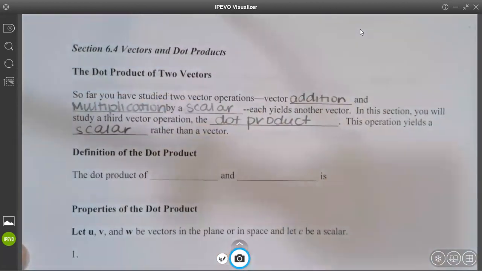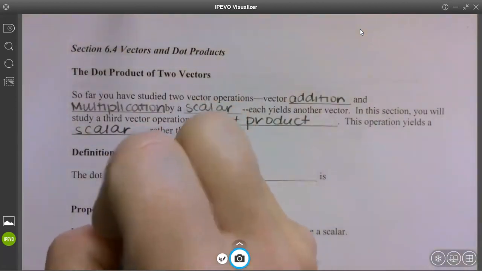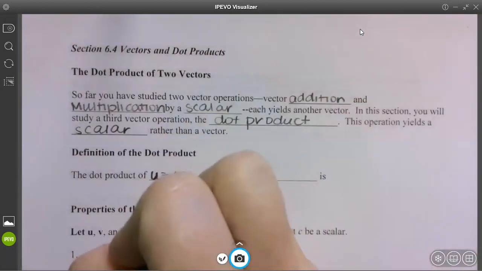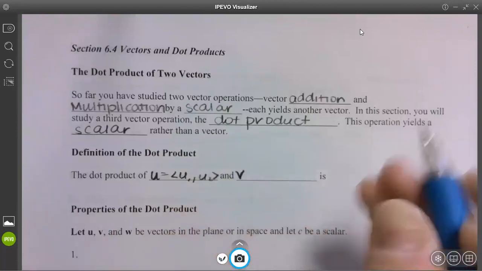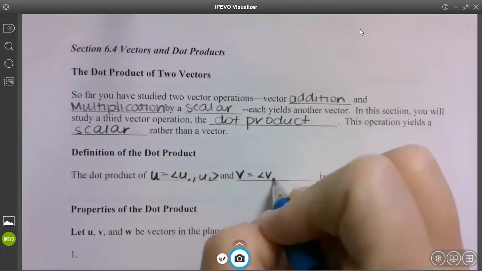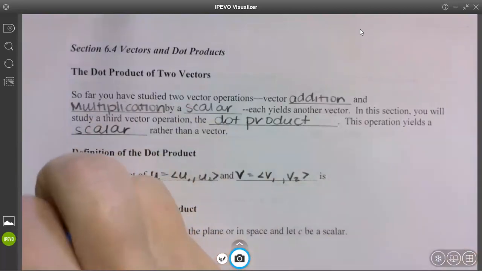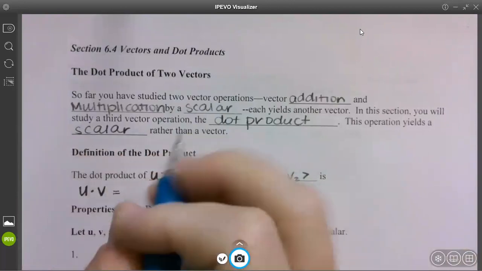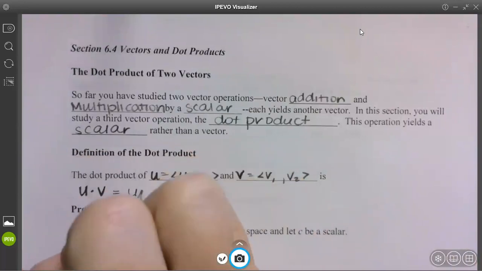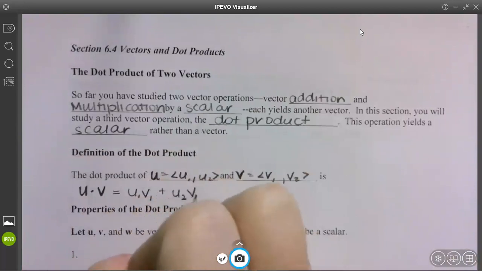So the definition of the dot product: the dot product of U and V is U times V, which is actually U1 V1 plus U2 V2.